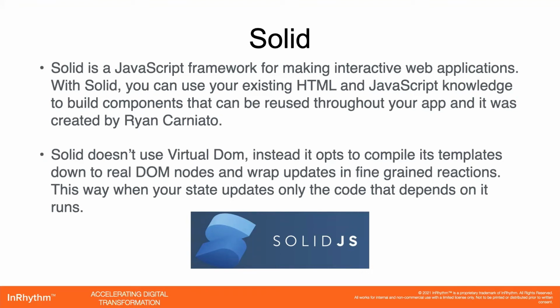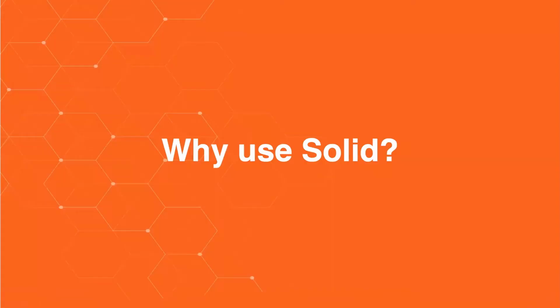This is basically the same thing Svelte does, but much more precisely, since it has better automation tooling. Again, Solid doesn't use a virtual DOM. Instead, it opts to compile its templates down to real DOM nodes and wraps updates in fine-grained reactions. This way, when your state updates, only the code that depends on it runs. So why do you want to use Solid?